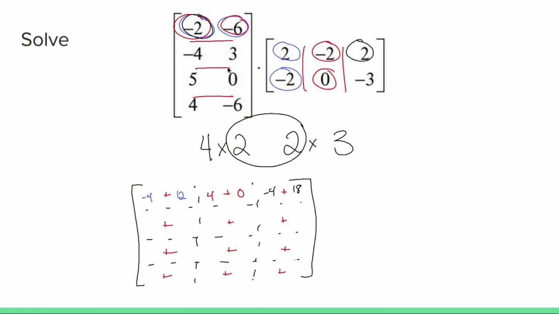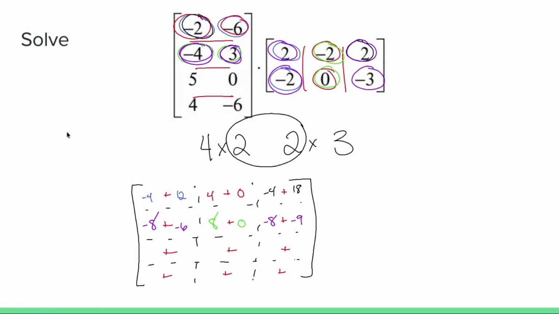So many colors. All right. Second row, first column. Negative 4 times 2 is negative 8. 3 times negative 2 is negative 6. Second row, second column. Negative 4 times negative 2 is 8. 3 times 0 is 0. Second row, third column. Negative 4 times 2 is negative 8. 3 times negative 3 is negative 9.